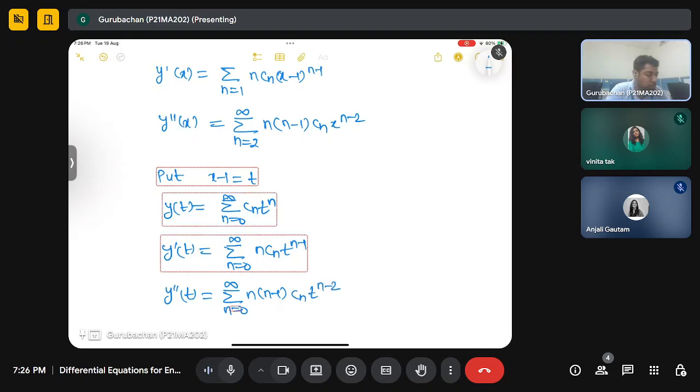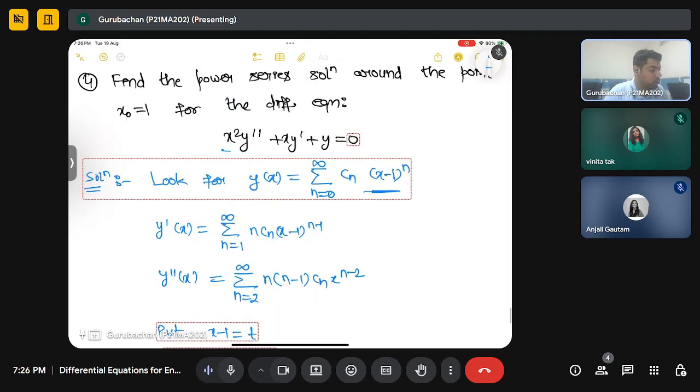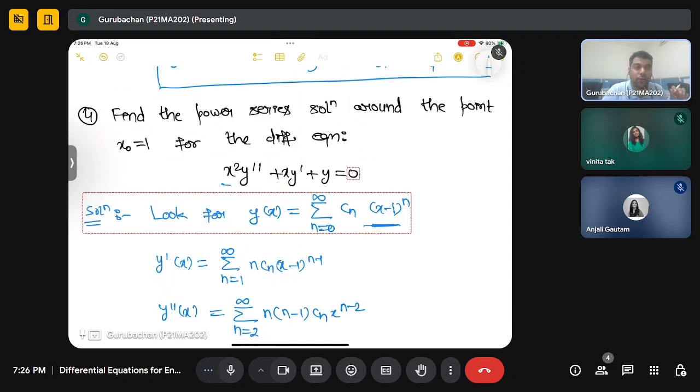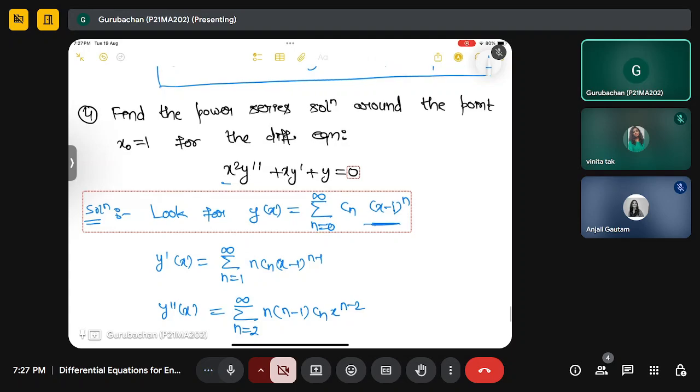What is the ease here? Your differential equation involves the term x square and x, and if you will replace t as x minus 1, so I'm sorry, there is again power cut. So I hope I'm audible. So let me continue with it.